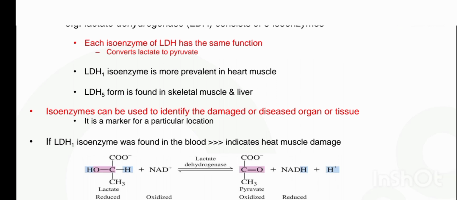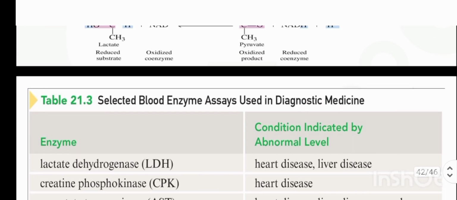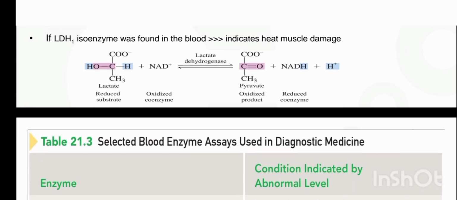Isoenzymes can be used to identify the damaged or diseased organ or tissue. It is a marker for a particular location. If the LDH1 isoenzyme is found in the blood in greater amounts, it indicates heart muscle damage. Lactate, the reduced substrate, plus an oxidized coenzyme like NAD positive, in the presence of lactate dehydrogenase, shifts the equilibrium and pyruvate, the oxidized product, is formed along with the reduced coenzyme.